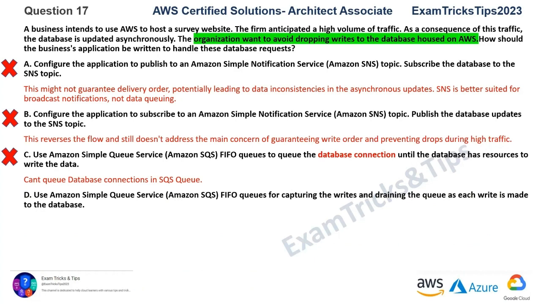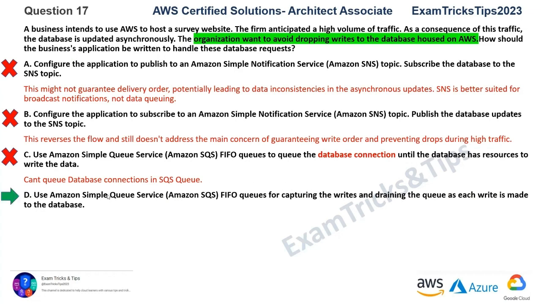Options C and D have solutions which involve SQS. If you see option C, it's saying we need to queue the database connection. Now you cannot queue the database connection. You can queue the messages, but you cannot queue the database connection in a FIFO queue. So according to me, that's wrong, and hence we rule out C.